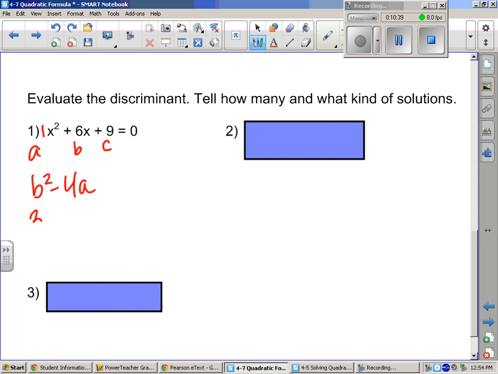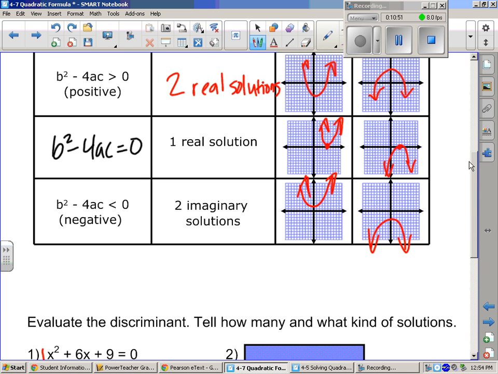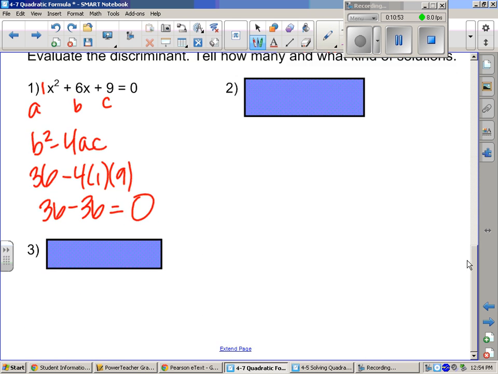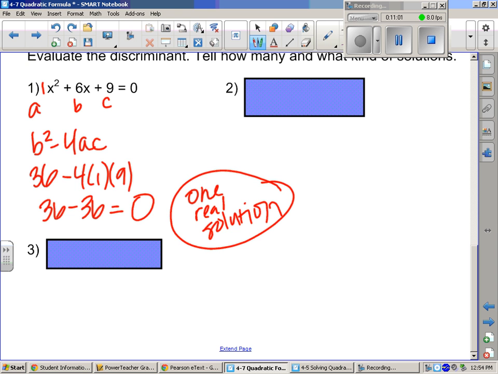B squared is 36 minus 4 times 1 times 9. 36, that's going to be minus 36, which is 0. So you look back at your chart. 0 means one real solution. Now, make sure you put real, because sooner or later we're going to be talking imaginaries. Yep. I'll just do one more and then we can skip the last one.